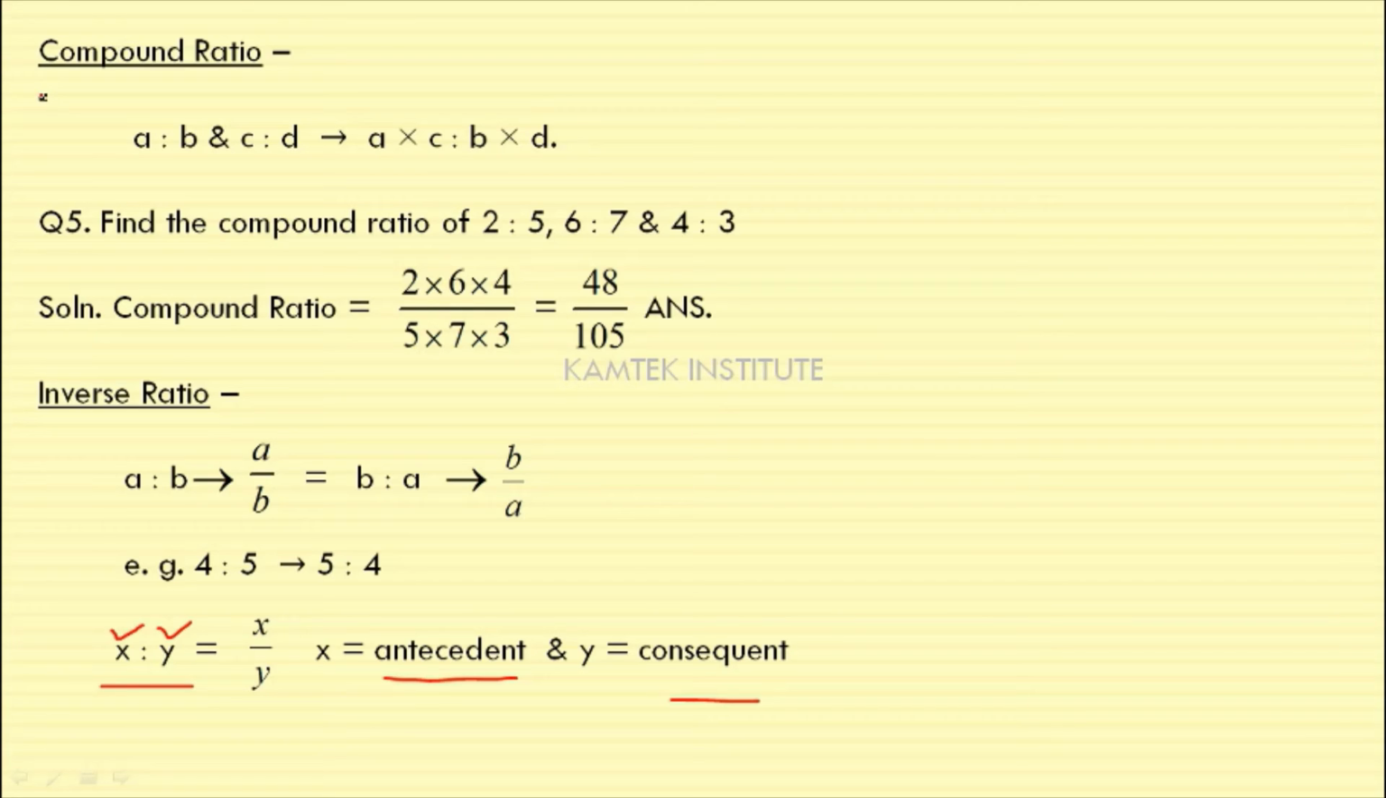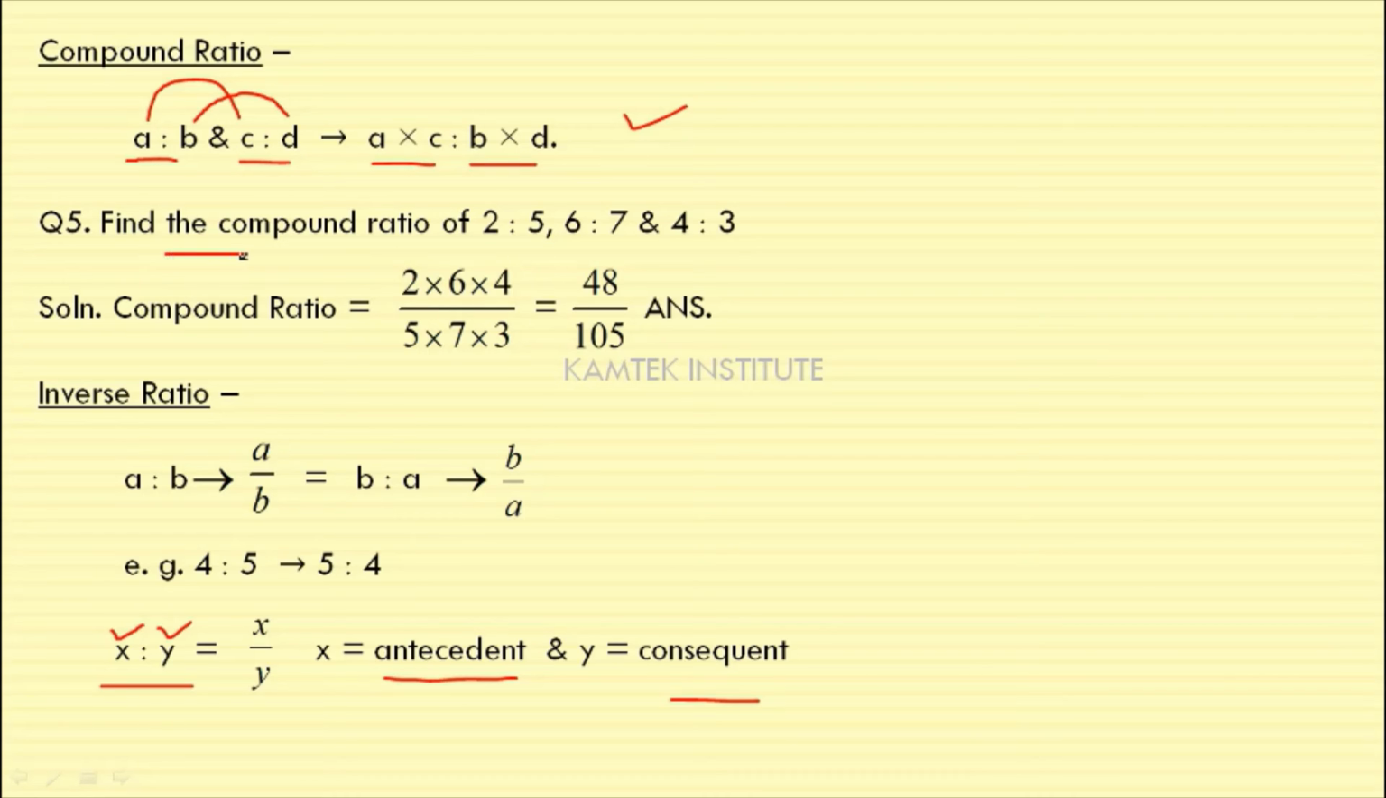If two or more ratios are given and the antecedent of one is multiplied with the antecedent of another and respective consequents are also multiplied, then the ratio obtained is called the compound ratio. For example, we have A ratio B and C ratio D, and we have to find the compound ratio. So we'll multiply A with C and B with D. So we get A into C ratio B into D. This is called the compound ratio. Okay? We'll do with an example.